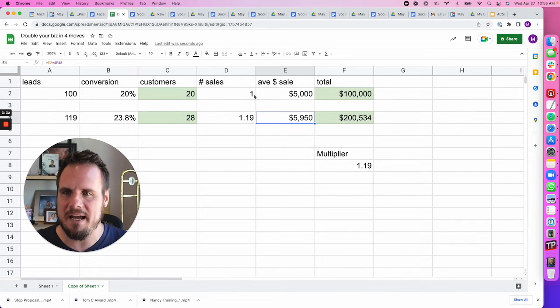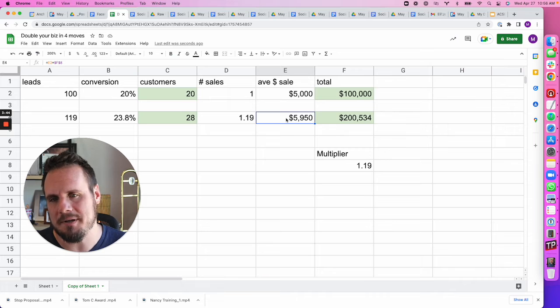So each one of these categories, a small increase in each one, doesn't have to be some crazy strategy. It could just be a little attention that you bring to your business in these categories and these 4 moves to double your business. And that's how you double it.